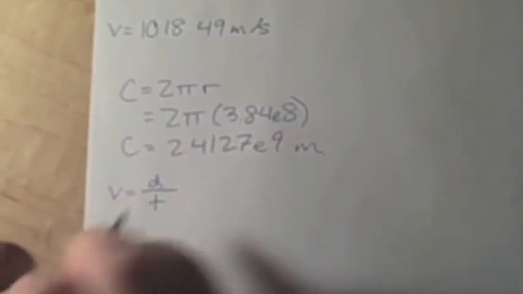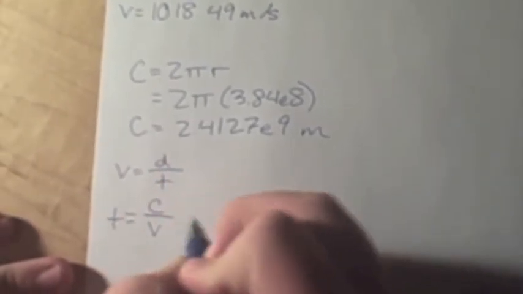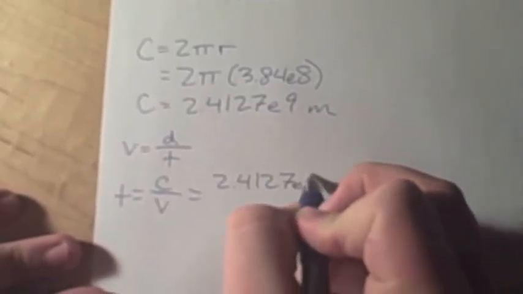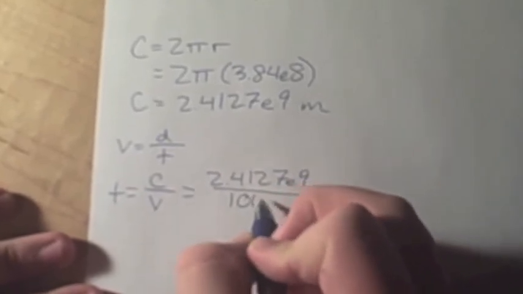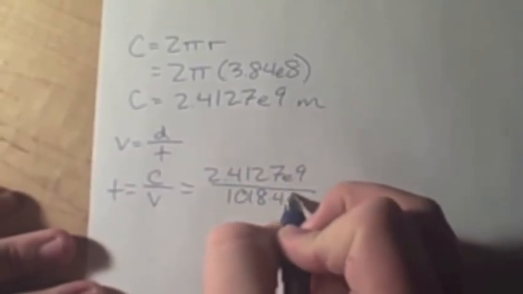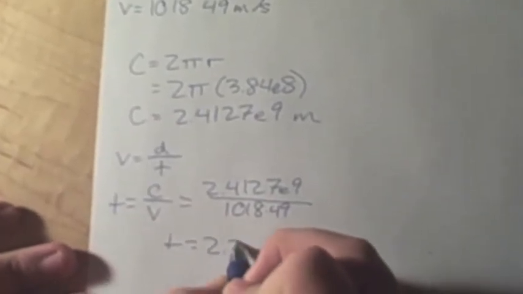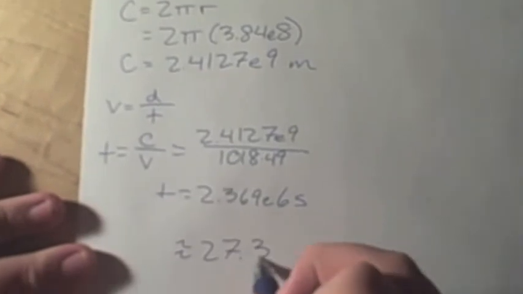Now we use our equation v equals d over t. V is our speed in this case, which we know, and d is equal to circumference. So t is equal to c over v. Now we plug in the values for circumference and for velocity, and we get that t is equal to 2.369 e to the 6 seconds. And this is approximately 27.3 days.